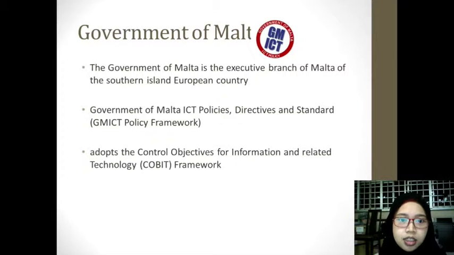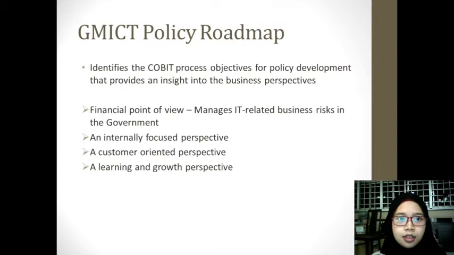This framework that they have adopted for their business has adopted the COBIT framework, which stands for Control Objectives for Information and Related Technology. The GMICT policy roadmap identifies the COBIT process objectives for policy development that provide an insight into the business perspective. This whole policy roadmap provides a financial point of view, which allows managing IT related business risk in the government, and also provides an internally focused perspective, a customer oriented perspective, and a learning and growth perspective.